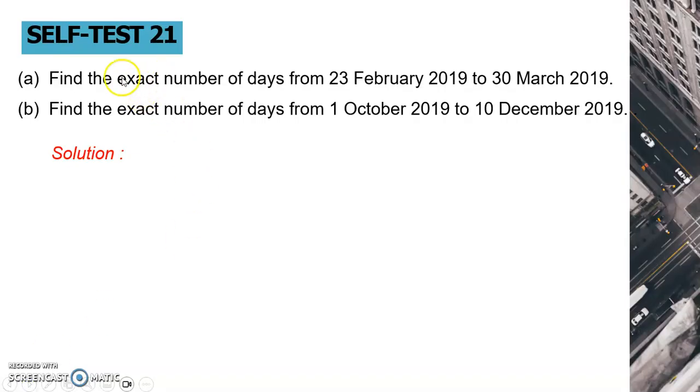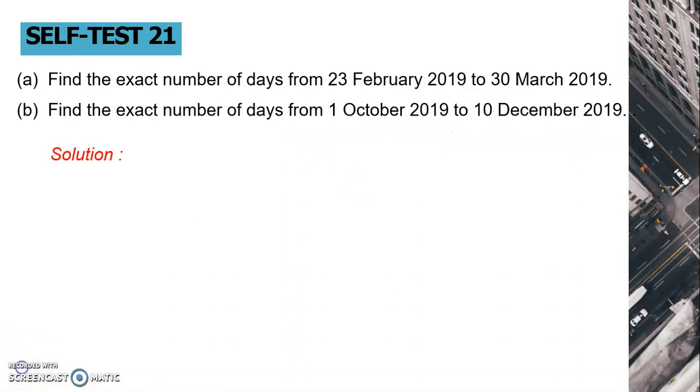Self-test 21. Find the exact number of days from 23rd February 2019 to 30th March 2019. Find the exact number of days from 1st October 2019 to 10th December 2019. All right, so how to solve this?